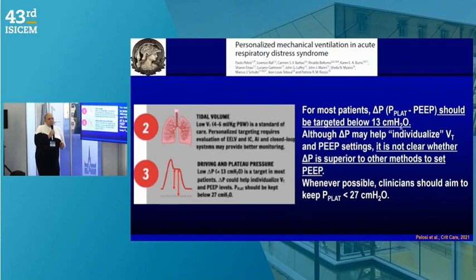And PEEP titration is a huge challenge. If you asked me, how do you titrate your PEEP in daily practice? Depending on the ICU. Because if you are able to have, for instance, a measurement of transpulmonary pressure using an esophageal catheter, it's okay. It's a very good measurement. But if you don't, PEEP table, probably. But whenever possible, clinicians should aim to keep plateau pressure lower than 27.